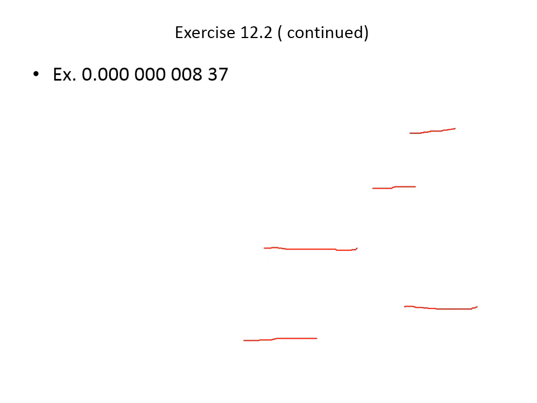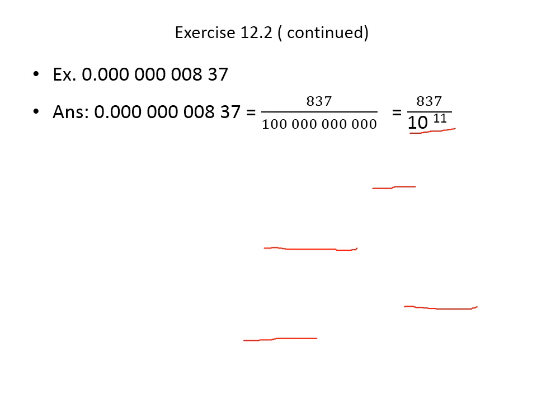So one more example of the same type, you can count after how many digits the decimal place is. So the decimal place is after 11 digits. So this is 837 divided by 1 followed by 11 zeros. This can be written again as 837 over 10 raised to 11. If you take this 10 raised to 11 to the numerator, it becomes 10 raised to minus 11. So 837 into 10 raised to minus 11.